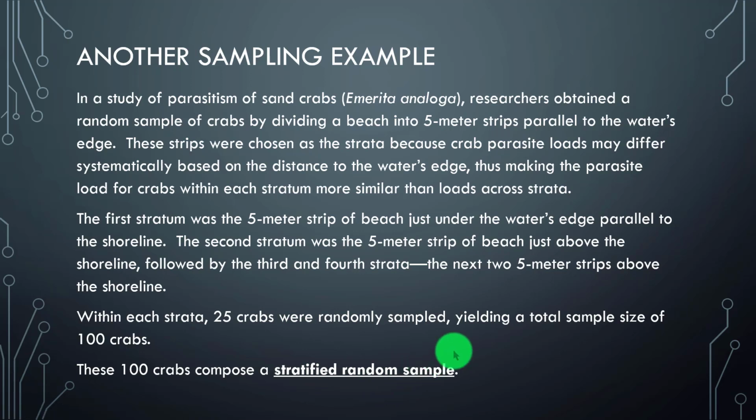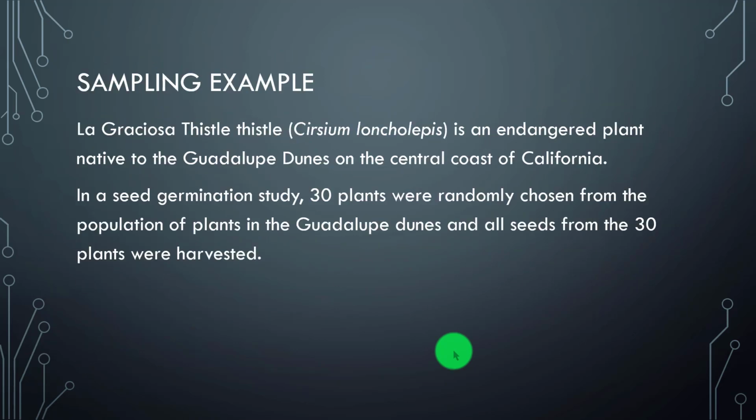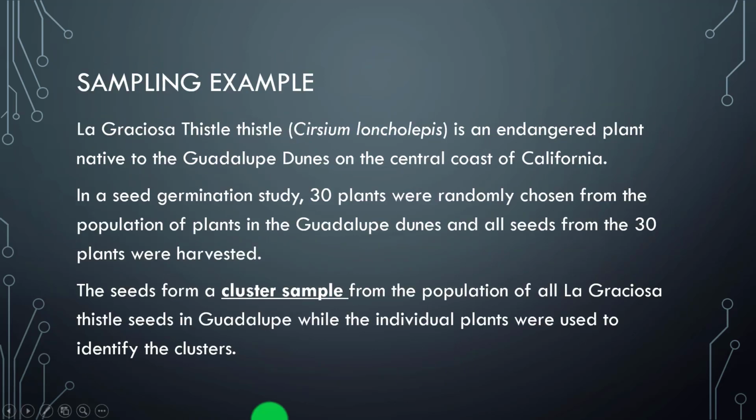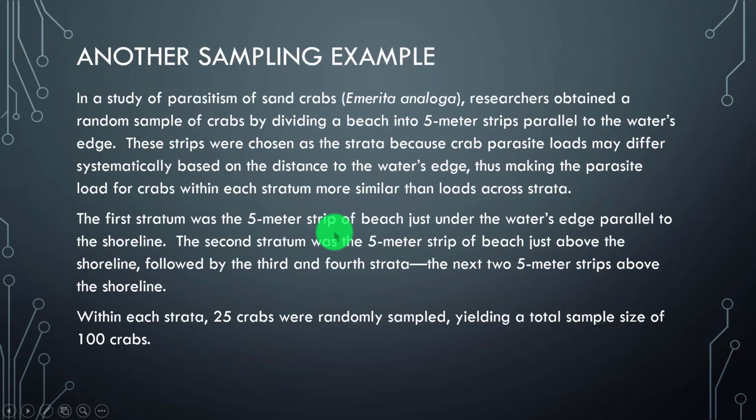Contrary to our previous example with the thistle seeds, where here they were grouping across the plants, and they did not collect seeds from each plant. They collected all seeds in only 30 plants. So kind of a distinction there to consider.